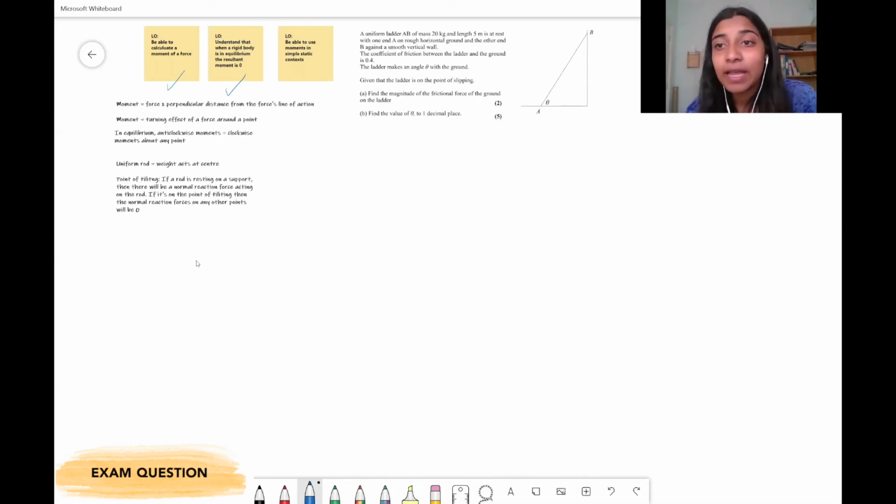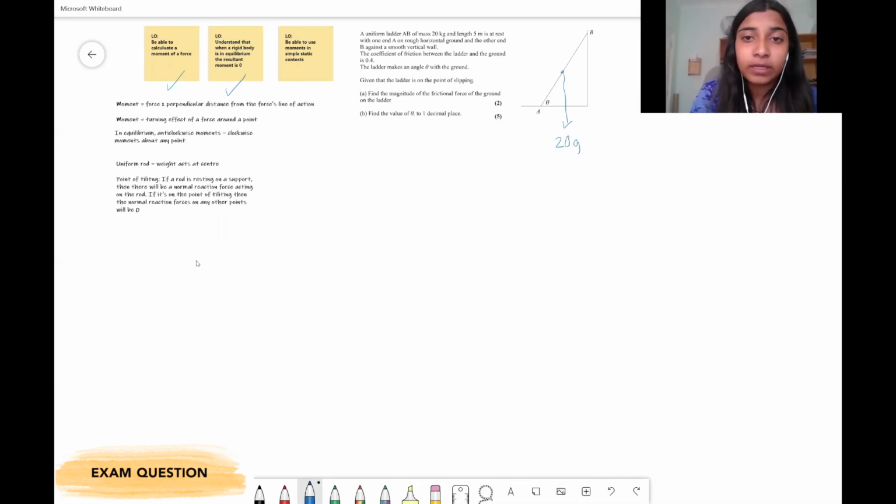Like always with mechanics questions, we want to label any forces we can on this diagram. Because we know that the mass of our ladder is 20 kilograms, and because it's uniform, the weight is going to be acting in the center of our ladder. So we could label this weight as being 20g, and label this distance as being 2.5 meters because it's at the center. And we can label our whole ladder as being 5 meters.